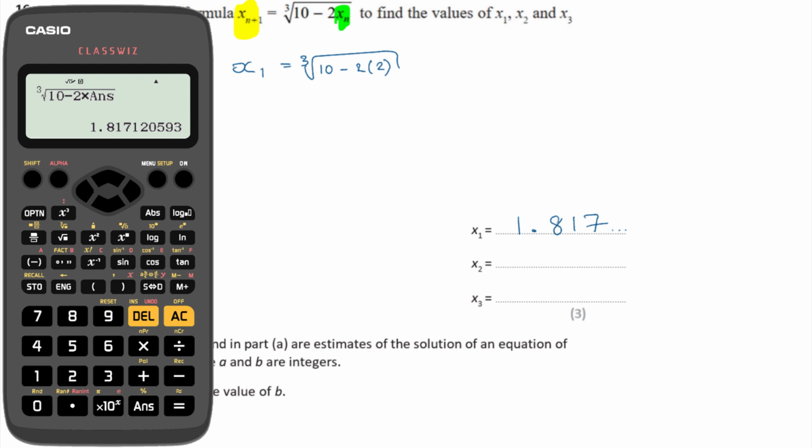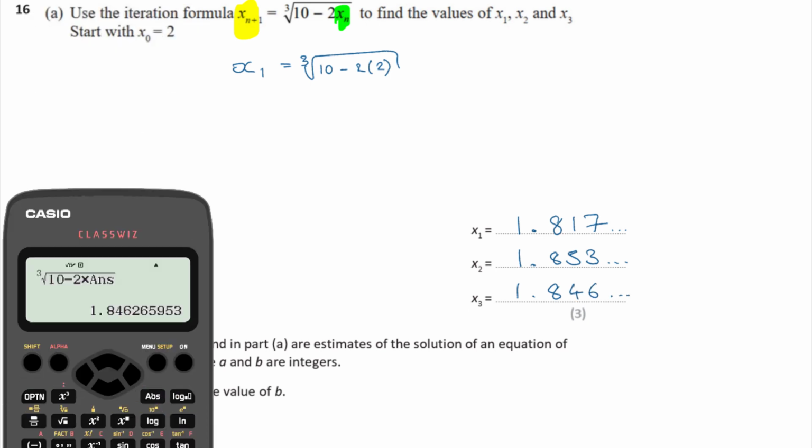x2, now the reason why I did it that way is because now if I just press equals, it will work out the next one for me. Okay, so I didn't have to type it in again because I had the new answer 1.817 as the last calculated value. If I press equals again, it's going to sub that one back in and I'm going to get the next one, 1.853 and change. Okay, and then I'm just going to press equals again and I'm going to get 1.846.